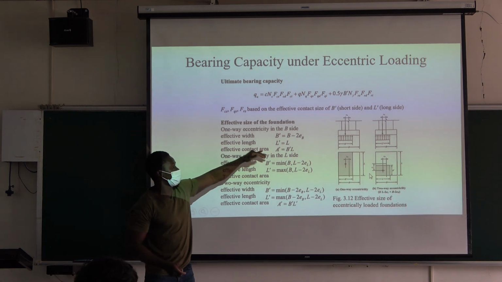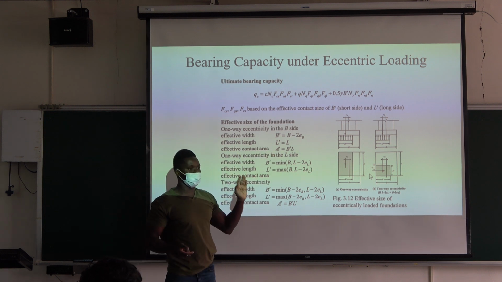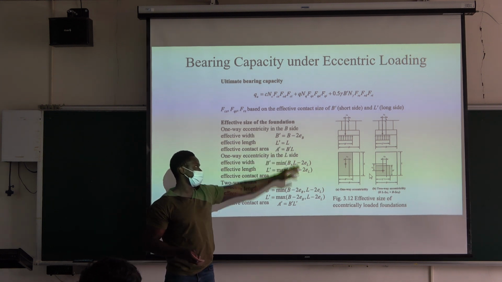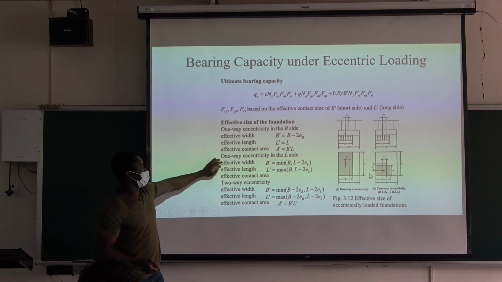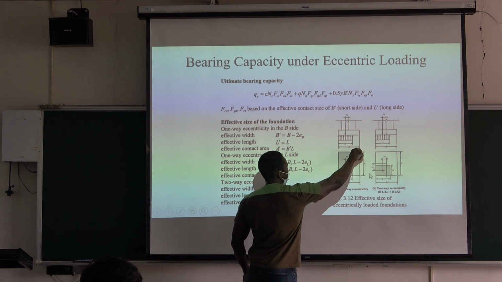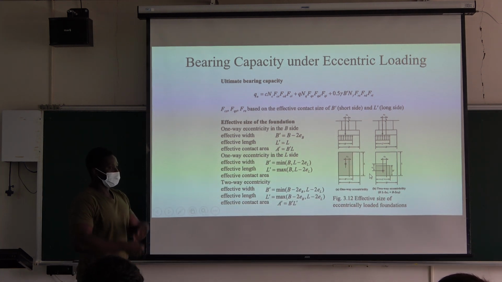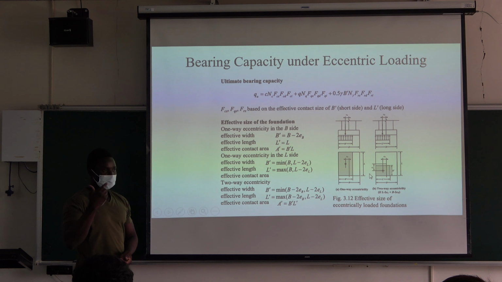And the L, so we are only looking at eccentricity along the width. So the L remains the same, it's not going to change, right? So L prime equals L. And then it says one way eccentricity in the L side. So now you are looking at eccentricity from the side of the length. That means you are going to modify the length, right? If you modify the length, maybe it will be smaller than the width. But we know that the length is always bigger than the width, right?